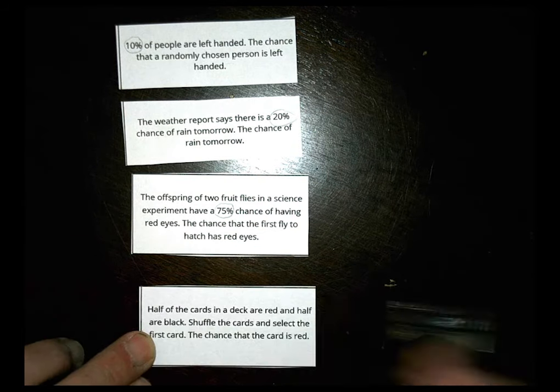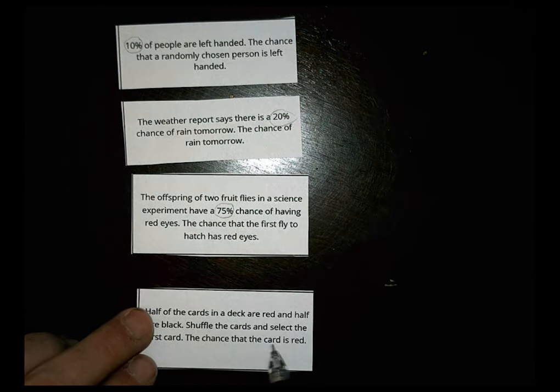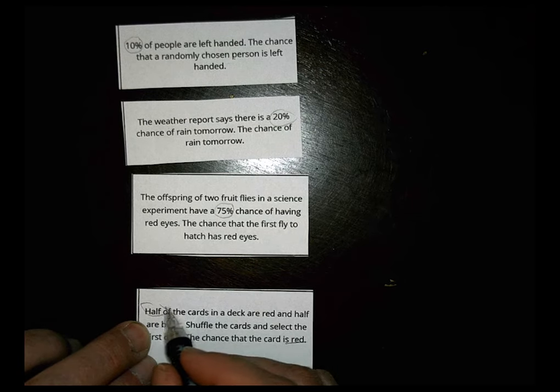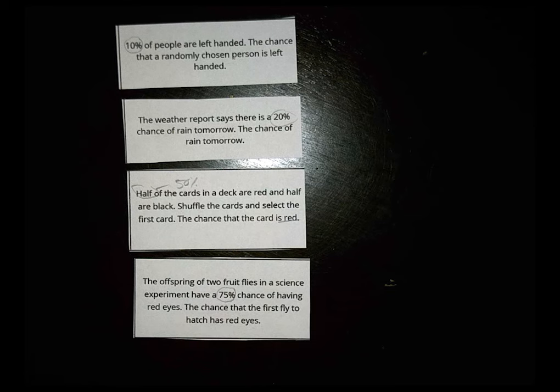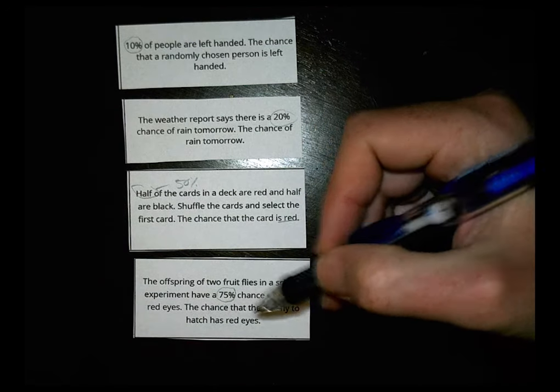And then half the cards in the deck are red and half black. What's the chance you get a red card? Well, half is going to be how much? 50%, so we put that right there. So in terms of ordering those from least likely to most likely, that's about the order I'd put those in. 10%, 20, 50 to 75%.